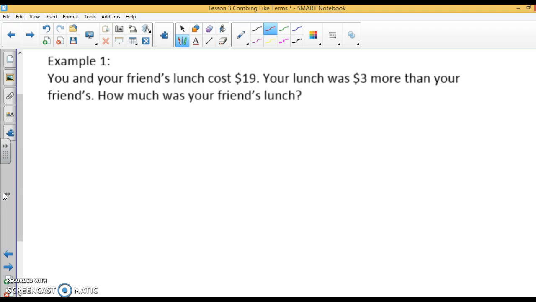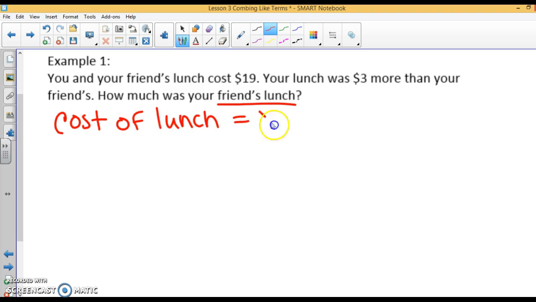So when we're talking about word problems, we always want to define a variable first, what we're looking for. So in this case, we're looking for how much our friend's lunch cost. So I'm going to say cost of lunch. And I'm just going to call that x, right? The cost of our friend's lunch.